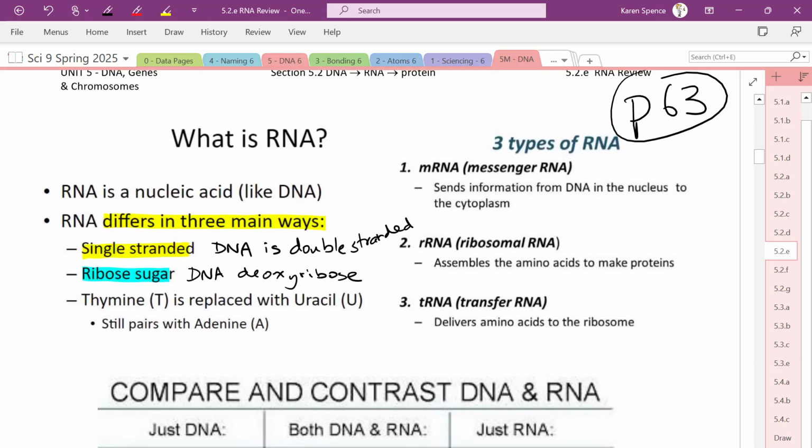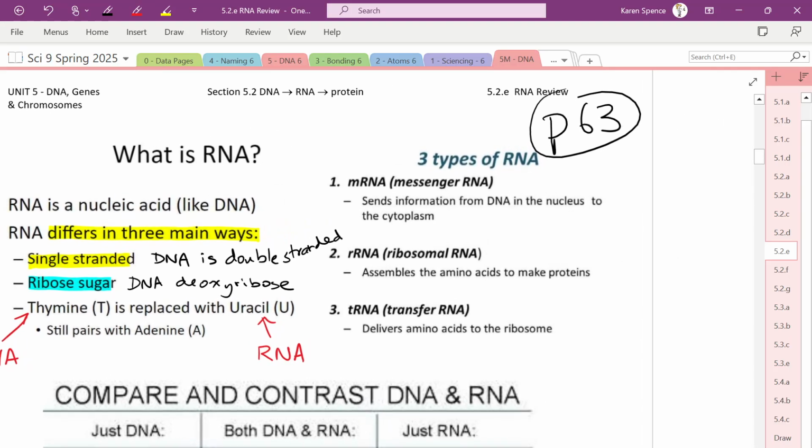So 3 main ways it's different. DNA is double-stranded, RNA is single-stranded. RNA has ribose, DNA has deoxyribose. And in DNA, we have thymine, and in RNA, we have uracil. Another way that they're different, there are 3 types of RNA. How many types of DNA are there? 1 type of DNA.